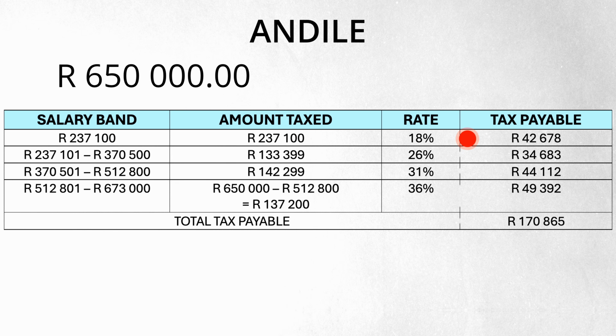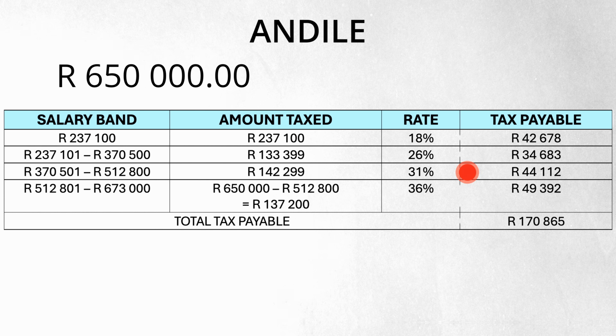237,100 at 18% gives us 42,678 Rand. We put that away into a bucket and we'll add to that to see the final tax that he pays. Next we have the 133,400 Rand taxed at 26% gives us 34,683. Put that away. Next, we have 142,300 Rand at 31%, which gives us 44,122. Put that away as well.